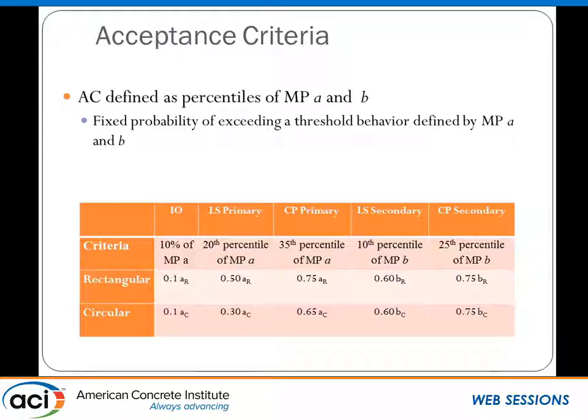However, for a circular column, because the spread of the data is different, to get the same 20th percentile, I need to select 30% of my parameter A. And there is a significant difference. So if we're going to move to probabilistic definition in the next version of the code, we should be looking at percentiles and then back calculating what that percentage difference is to get the same level of conservatism.